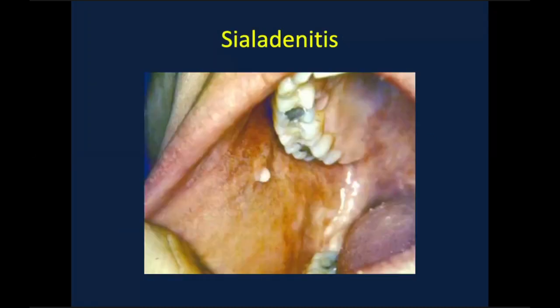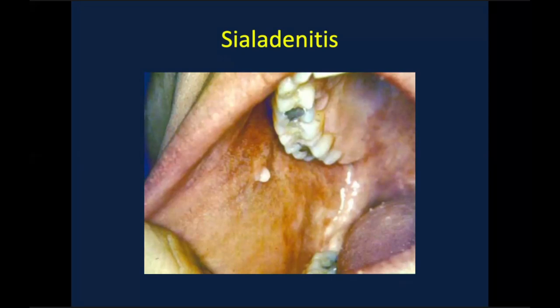So let's look at a picture of a patient with sialadenitis. Now you can see the inside of the cheek, right? And you can see a drop of pus coming in the cheek. This is where the parotid gland opens into, just opposite the second premolar.